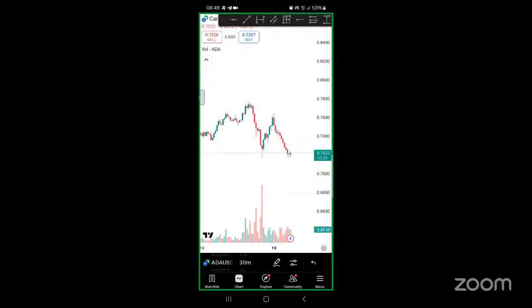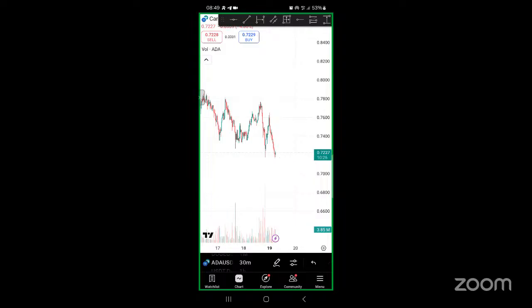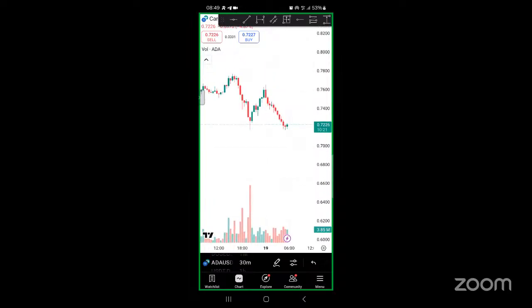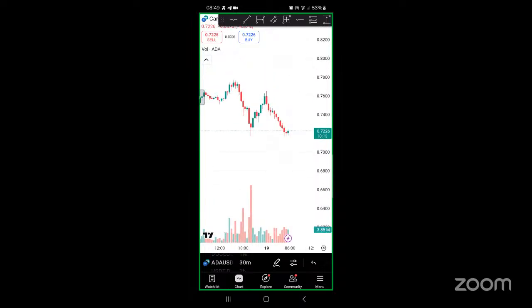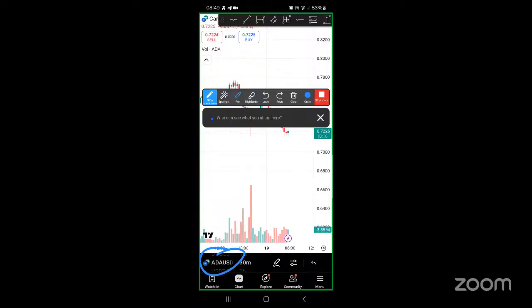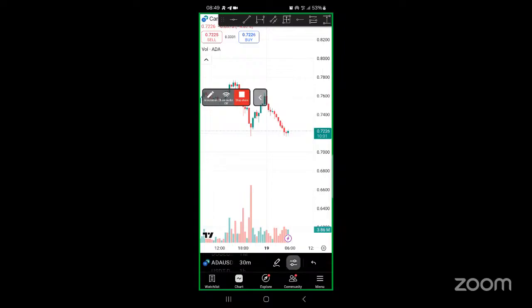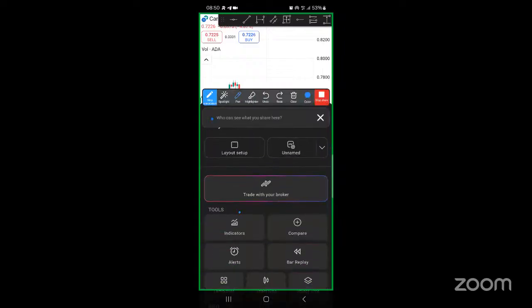If I want to know the direction of this market, I'm going to bring my MACD indicator onto the chart. Where do I tap? I tap here, all right? To bring my MACD on the chart so that I can know where the market is heading or where it is coming from. When I tap here, it will show me tools, then indicators. Indicators are here.